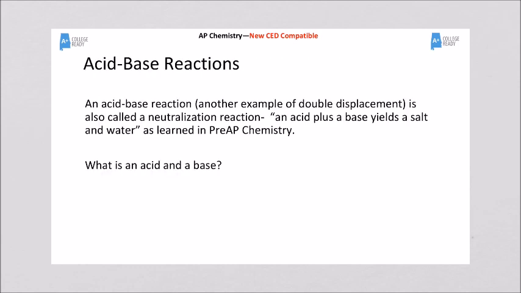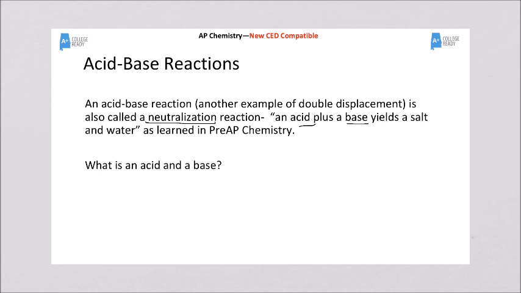Okay, we'll go on to the second type of reactions for this PowerPoint, and these are acid-base reactions, and these are also going to be another example of double displacement. And in your first year of pre-AP chemistry or honors chemistry, you might have called this a neutralization reaction. That's a really good example. A lot of acids and bases, we have an acid plus a base yields a salt and water, okay? So, but before we really can talk about these specific reactions, we really need to specifically define an acid or a base.